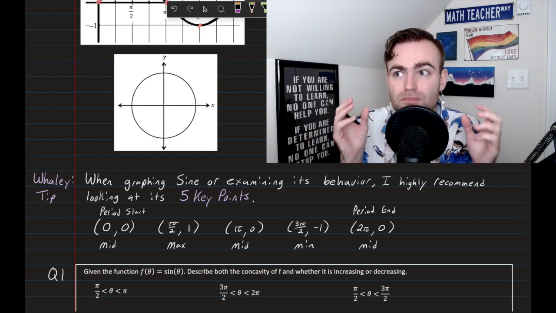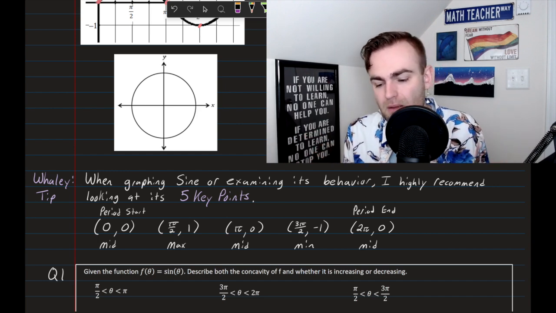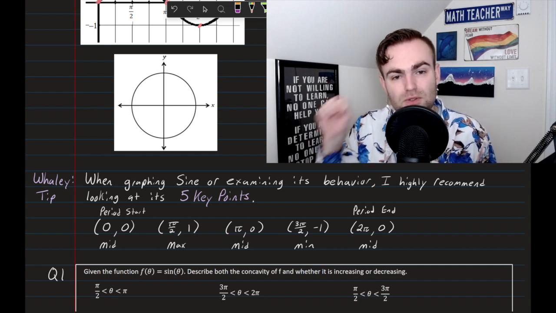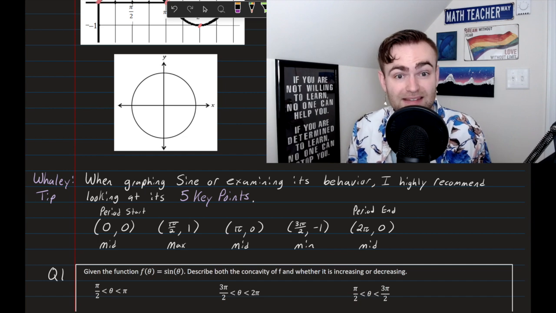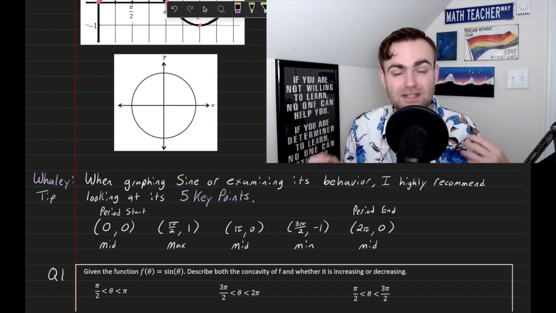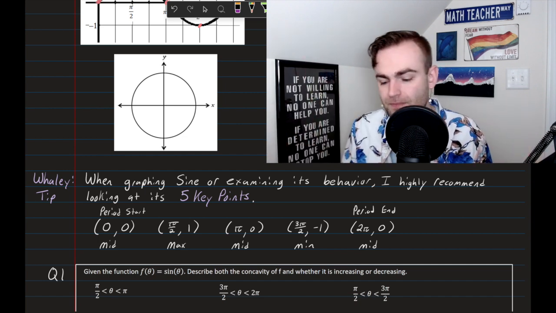I think it's just beautiful how that works out. But if you can memorize this, that it goes mid, up, mid, down, mid, you're good. You got it. That is sine. That is the S-shaped curve. That is beautiful.